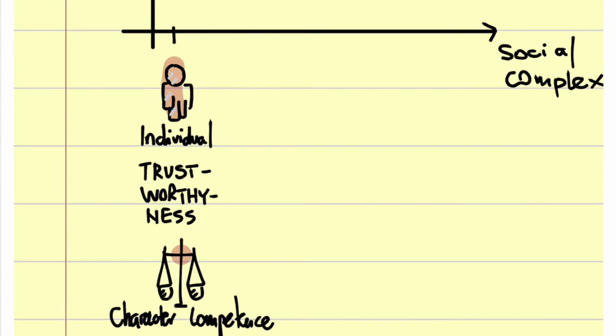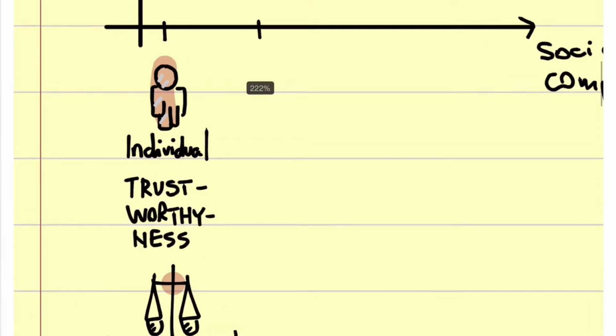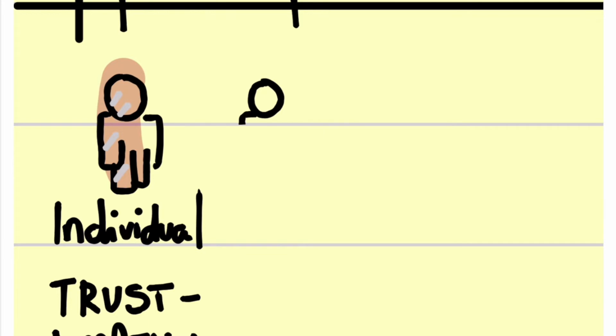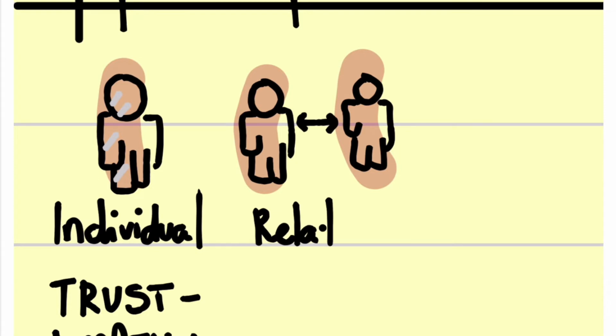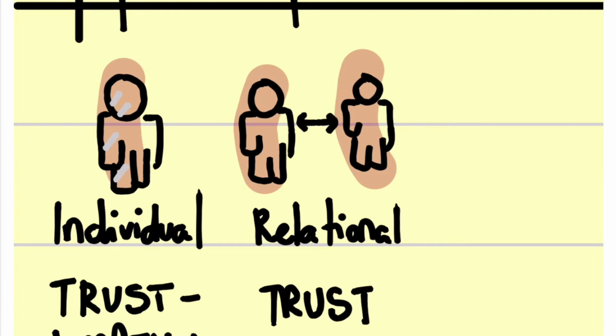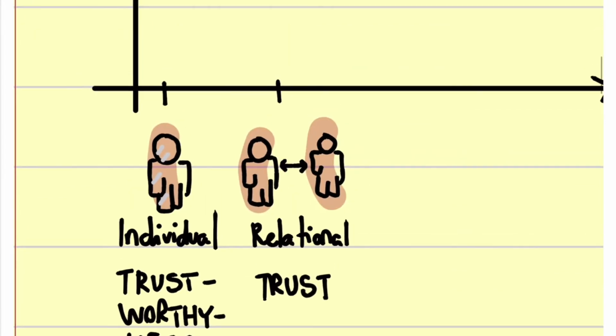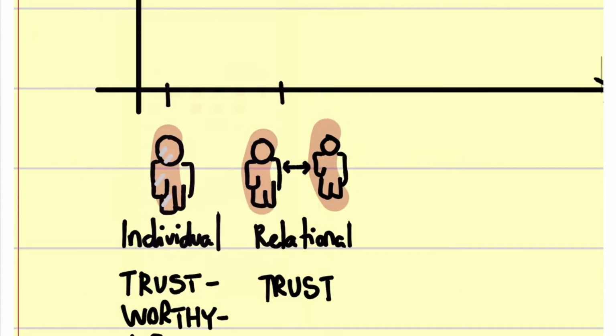Okay? The next level, once you have achieved trustworthiness, is the relationship at an individual level. The relational level. You have two people. Complexity increases. Okay? This is the relational level. And here we're looking for trust. Without trustworthiness, we cannot achieve trust. That's why the individual level is the basis for the relational level. Without trustworthiness, you cannot achieve trust.